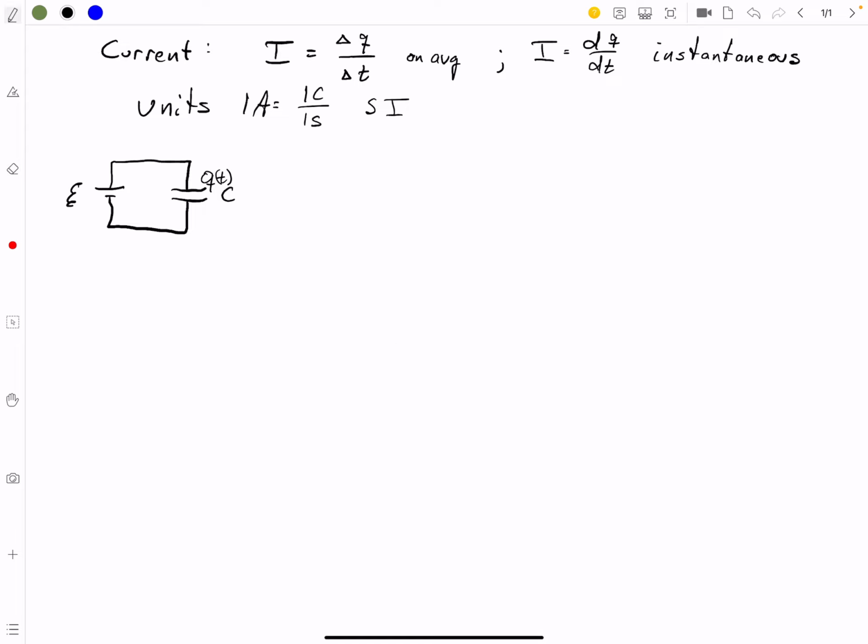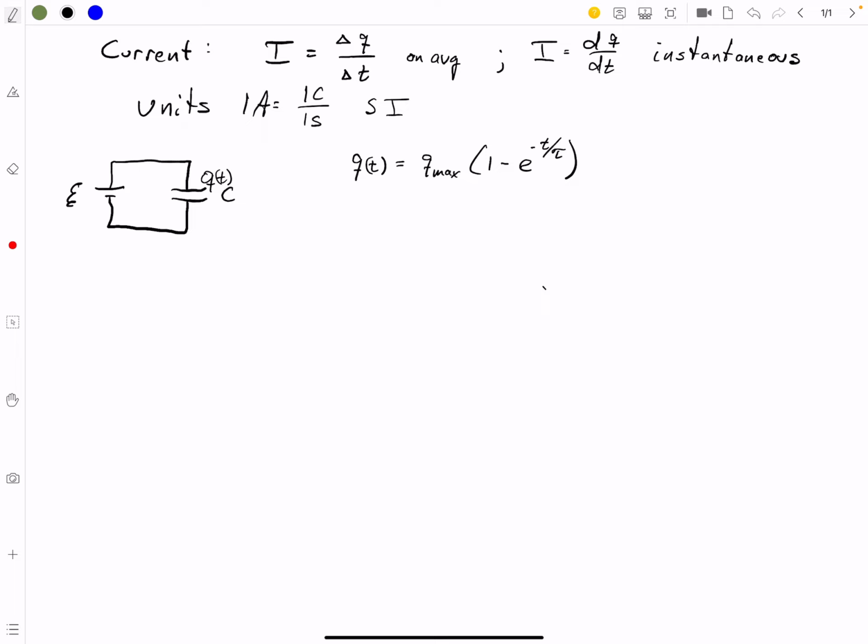And what we can do is we can say Q of t is something. We already came up with it for a capacitor, and we talked about it in class. The Q max is 1 minus e to the minus t over tau.